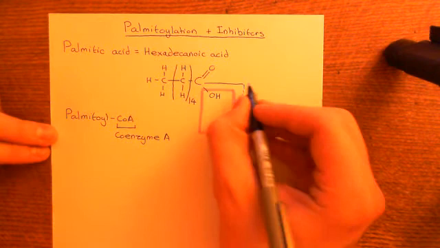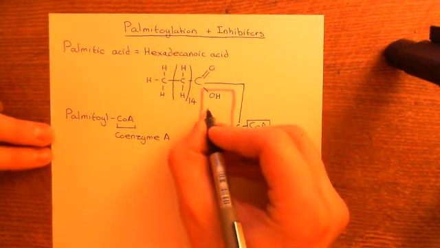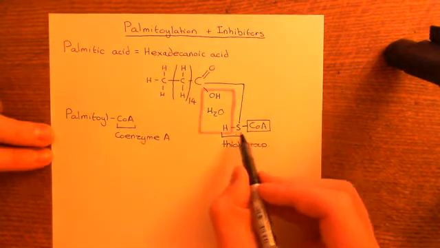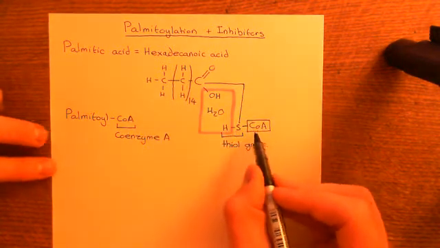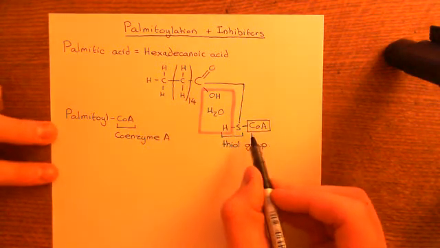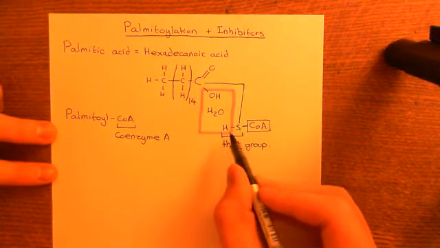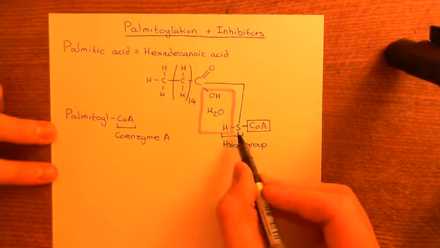And this would be called an esterification reaction, and the link between the palmitic acid molecule and the coenzyme A molecule would then be called an ester link. Now, of course, we have to revert back to the actual scenario, which is that we have a sulfur atom here, not an oxygen atom.